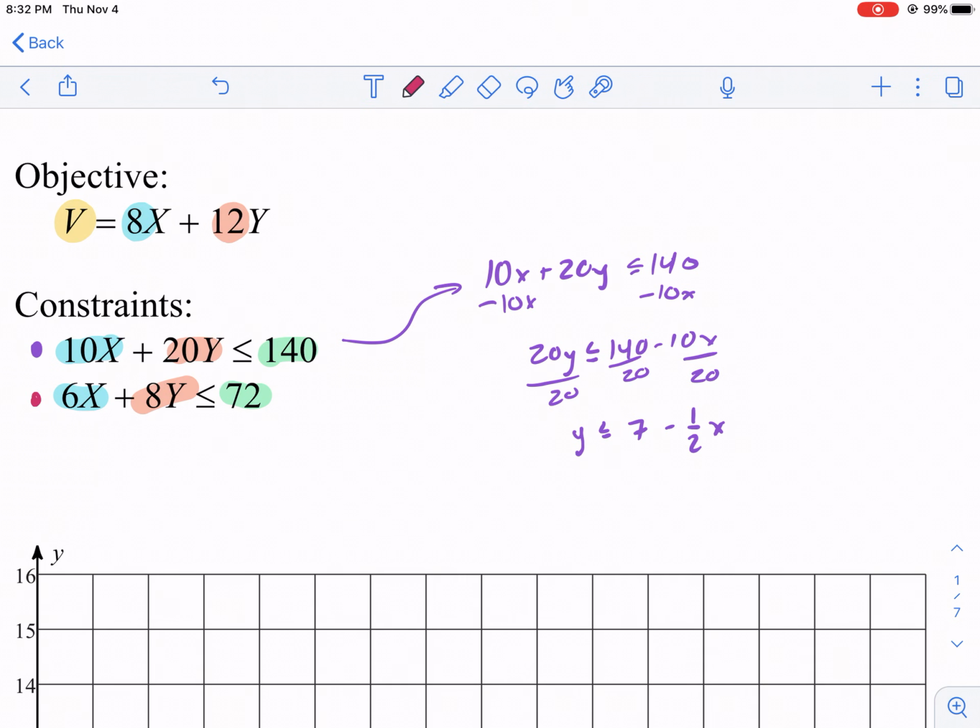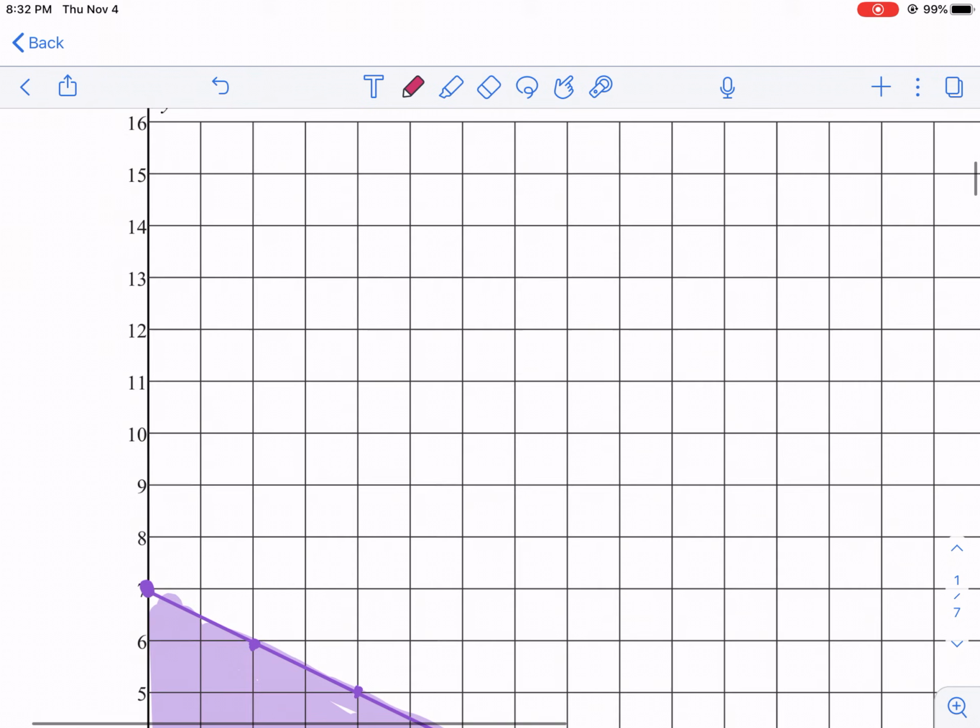Now we're going to graph our second one. And again, what I want to do is get the y alone. So I'm subtracting 6x from both sides. 8y less than or equal to, we'll just do 72 minus 6x, and divide by 8 to everything. Okay, so we get y is less than or equal to 9 minus, I'm going to reduce this fraction, 3 over 4x. Okay, so my y-intercept is 9.